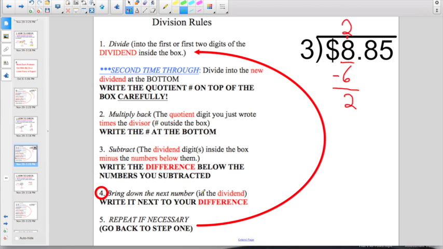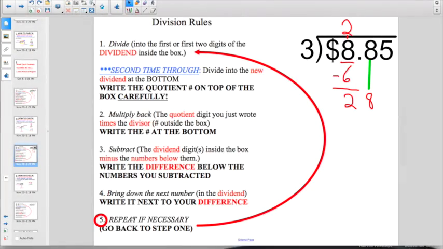Getting ready for step 4. Bring down the next number in the dividend. The next number I have in the dividend is this 8. I'm going to bring it straight down and write it next to your difference, next to the answer when you subtracted. So I'm going to write that 8 right next to my subtraction answer of 2. Are y'all caught up? If not, hit pause.